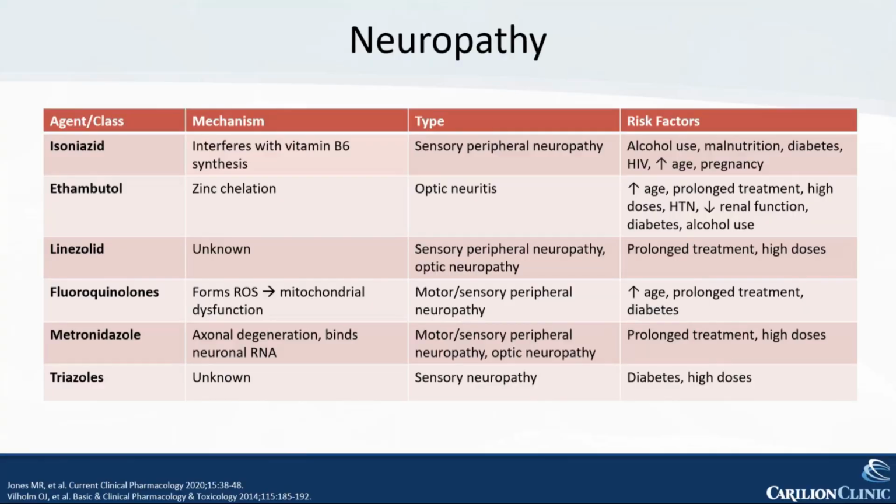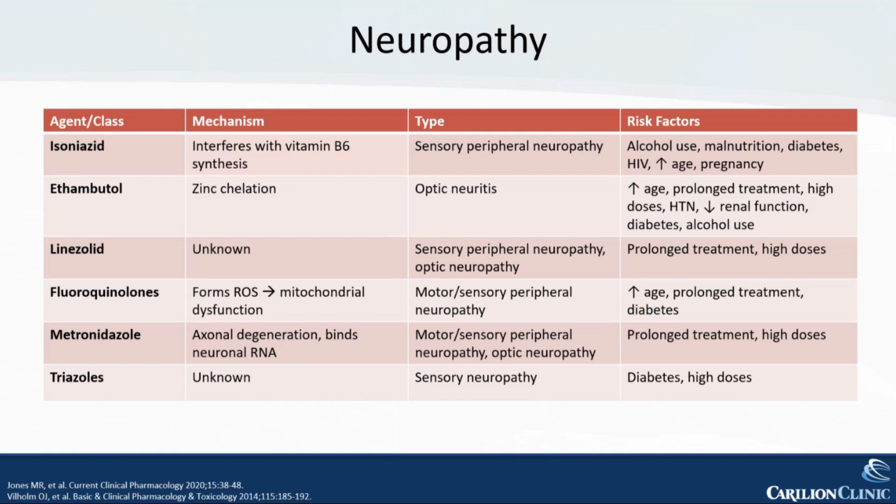One of the most common neurologic toxicities you see with antibiotics is neuropathies. A lot of different antibiotics have the potential to cause neuropathies. We see some of our mycobacterial agents like isoniazid and ethambutol, which are well known to cause neuropathies, but we also see some of our frequently used medications like linezolid, fluoroquinolones, and metronidazole, and even our triazoles have the potential for some neuropathy. In general, there are different risk factors depending on the medication, though prolonged treatment and advanced age are some of the more common ones you're going to see behind these agents.